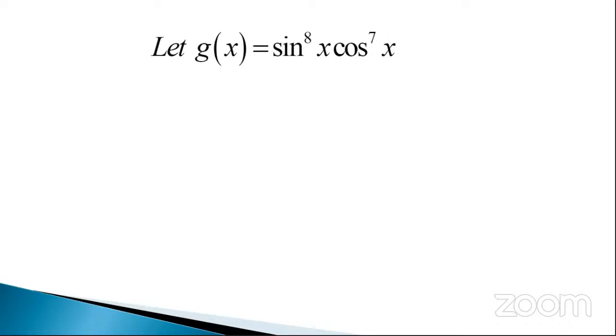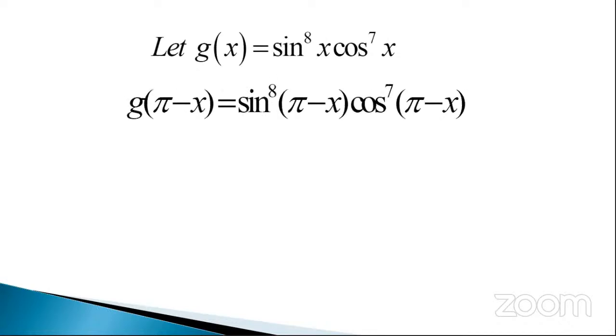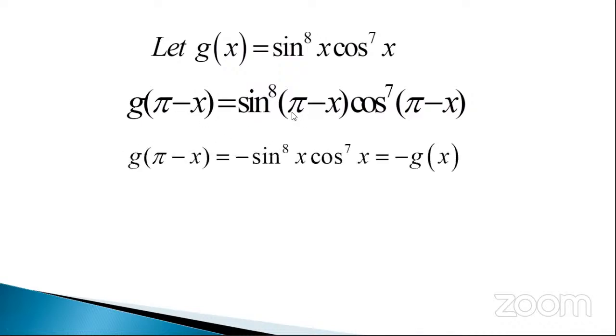Now, let g of x be equal to this one. The upper limit minus the variable: upper limit is 2 into pi by 2, so f of 2a minus x, by using that formula. f of 2a minus x is equal to f of x or minus f of x. Here, 2 into pi by 2 minus x means pi minus x.